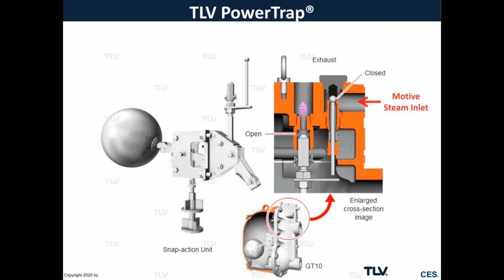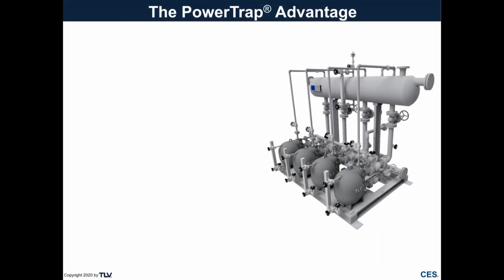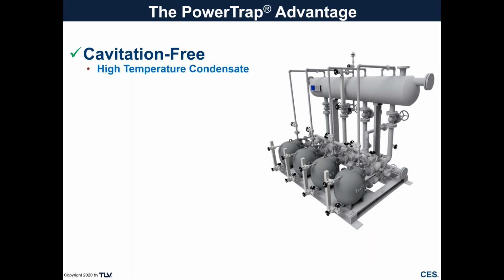Now, what are the advantages to this type of mechanical power trap? Well, one is that they're cavitation free. Whereas with electric pumps, we have to be very careful with our temperature and our NPSH, we can recover high temperature condensate using a mechanical pump with zero worries about NPSH.